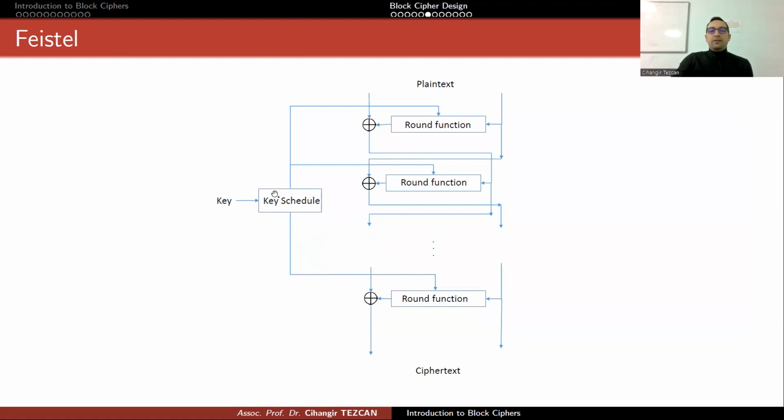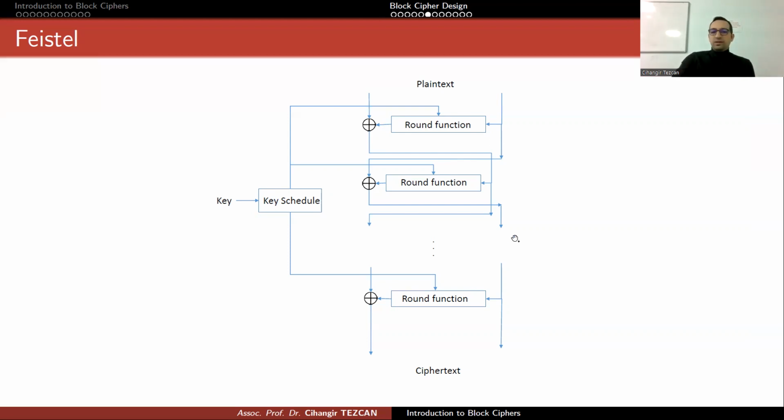Again, the key is fed into the key schedule, and you have your round keys. Now you divide the plaintext into the right and the left part. The right part goes unaffected and becomes the left part in the next round. But the right part is also fed into a round function. Here you have actually confusion and diffusion layers, also key addition layers. And the output is XORed with the left part. Now the left part is modified, and it becomes the right part in the next round.